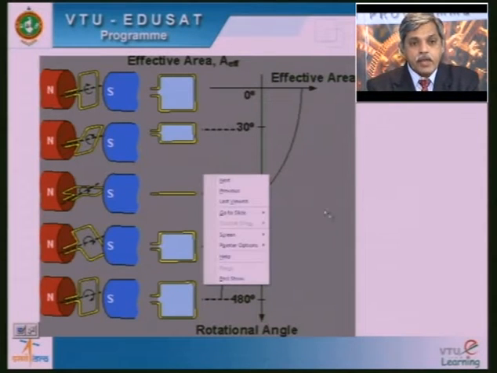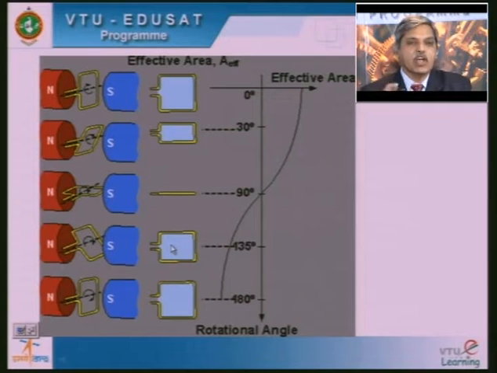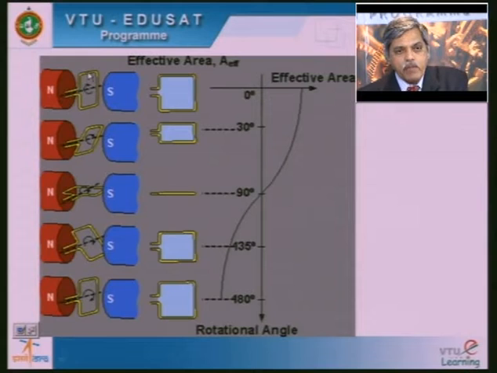And then when you move a further rotation of 45 degrees, you can see the area is increased. So this causes the flux linkages in the coil to increase. When it is rotated by 180 degrees, the conductor we had at the top in the beginning will now come to the bottom, and the bottom conductor will go to the top. So that again gives us the maximum amount of area offered by the coil to the flux lines.